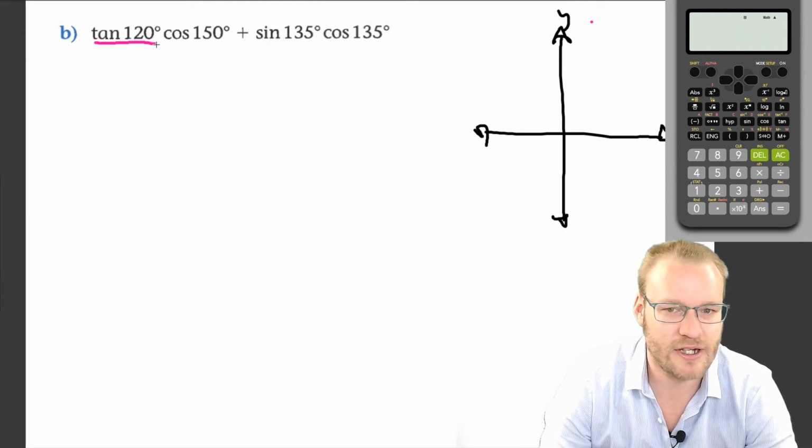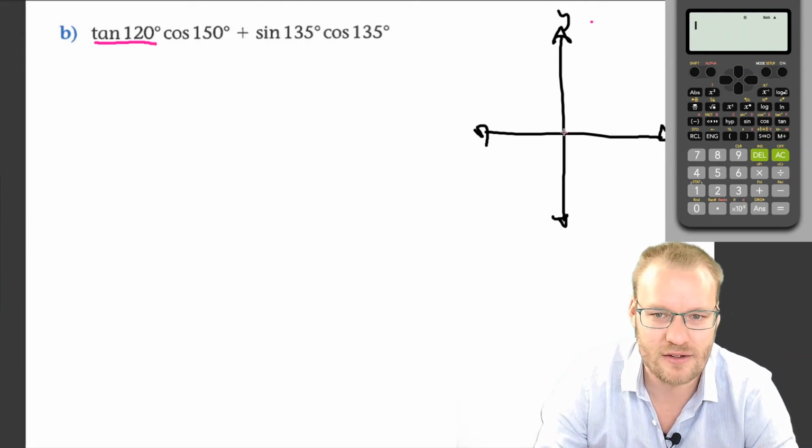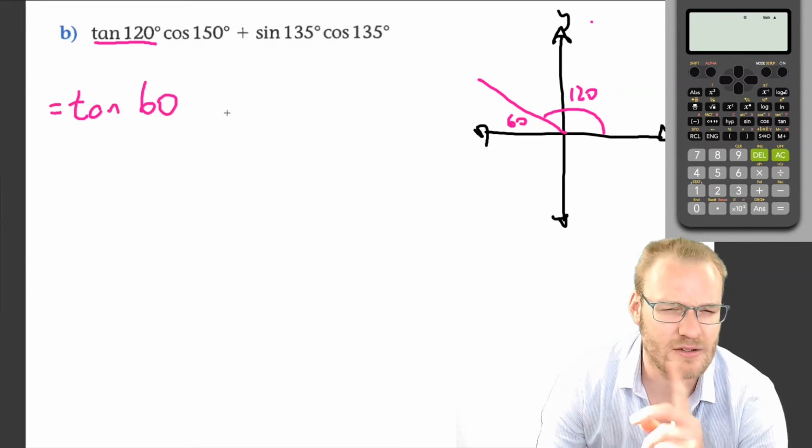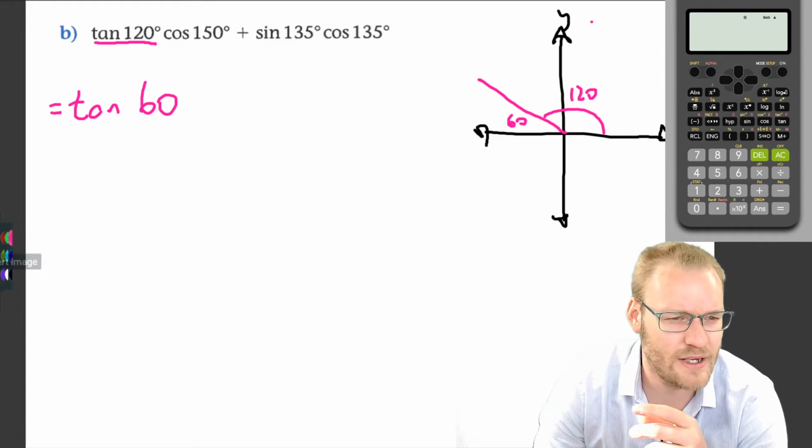We've got tan 120. 120 is sitting somewhere over here. So if that bit's 120, this bit here must be 60. So this is the same as tan 60. But hang on a second, is that going to be positive or negative?